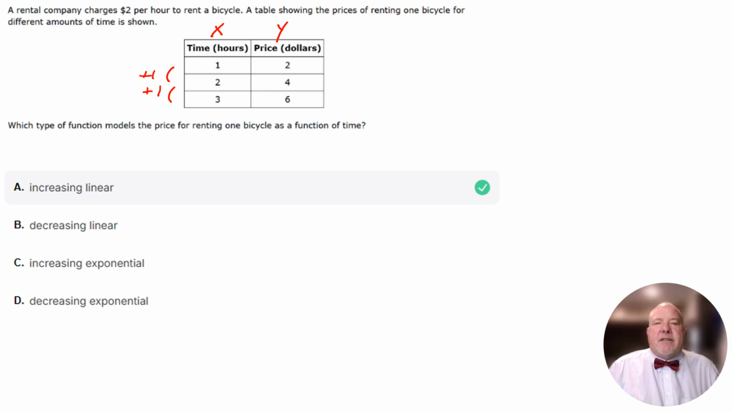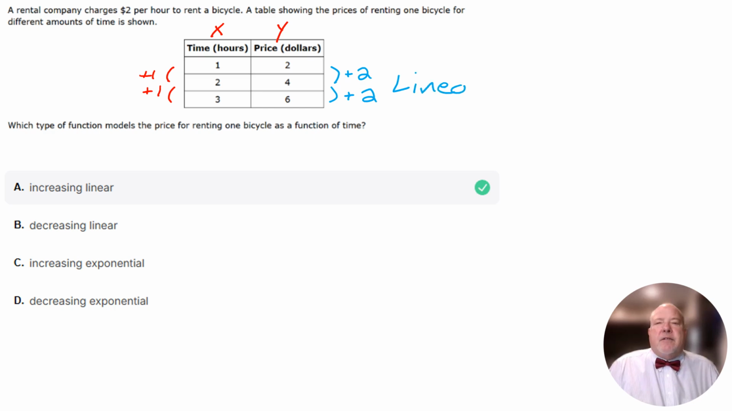Now you want to look at your price. Now we have a choice between linear and exponential. If this is exponential, then what you would see is this is being multiplied by the same factor each time. So for instance, to get from 2 to 4, that would be times 2, but from 4 to 6 is not times 2. So this is not exponential. Now for linear, what you're going to see is that it's an added or a subtracted difference. And so from 2 to 4, that's plus 2. And from 4 to 6, that's plus 2. So that tells me that this is linear.